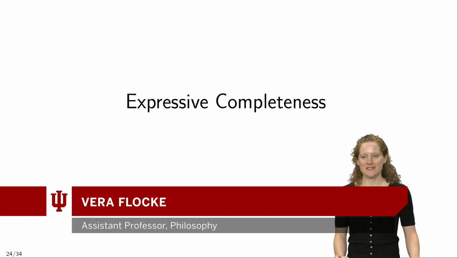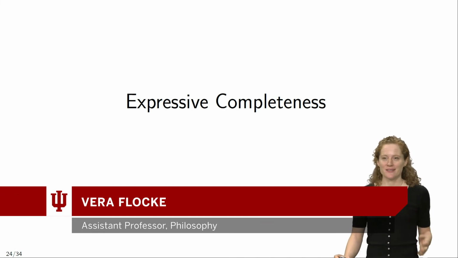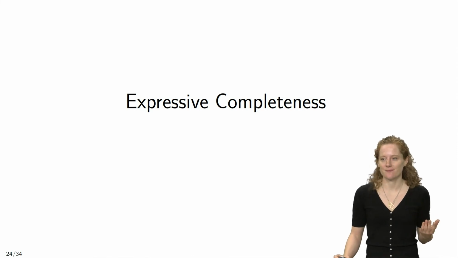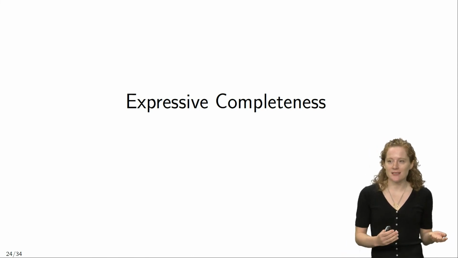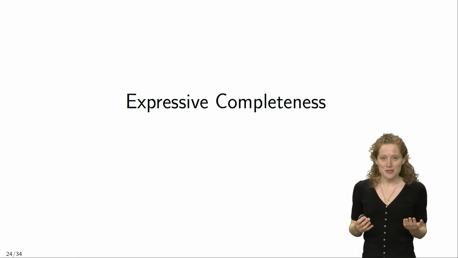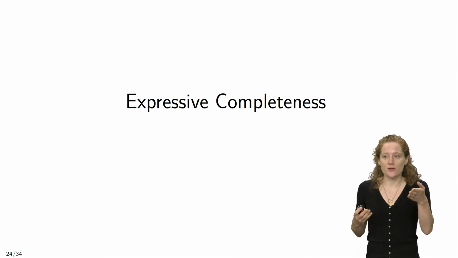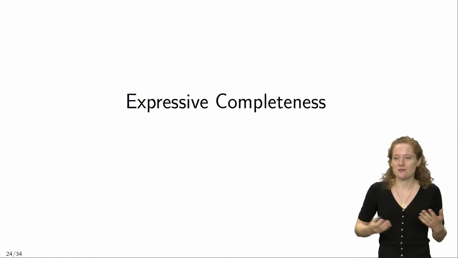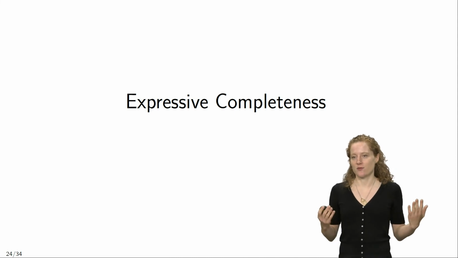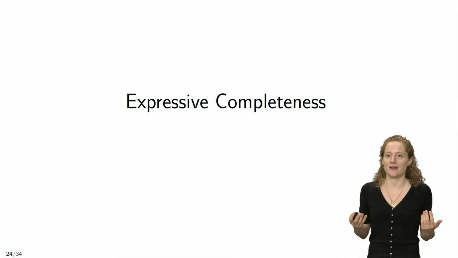Let's talk about expressive completeness. A language is expressively complete just in case it allows us to say everything that we want to say. So for example, suppose we had a language that has only one word, the word cat. That language would not be expressively complete since it would only allow us to point to cats. It wouldn't allow us to say, for example, that the sun is shining or that today is Monday, and so on and so forth. So expressive completeness is an important virtue of a language.